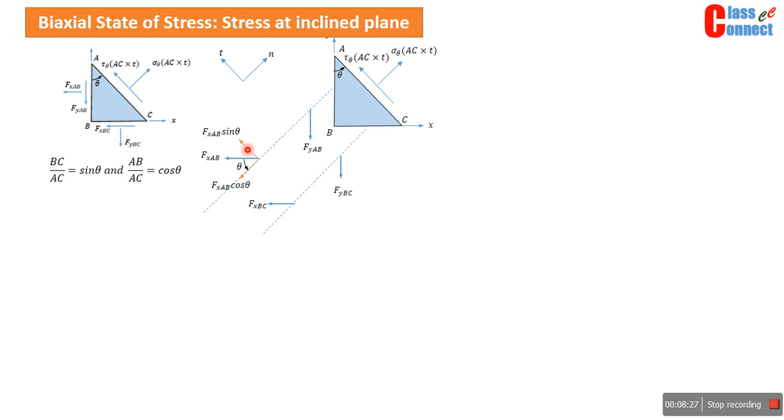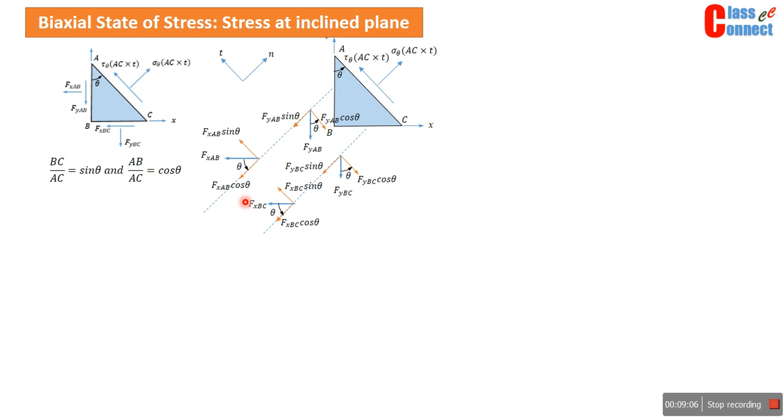So now we can resolve this into two components, x and y, that is shown here. Next we can resolve the other component. Again the same concept we can use to mark the angle theta, that both lines are parallel. FyAB is parallel to this AB, and this particular line is parallel to this line. So the angle between these two lines will be theta. So now this is cos theta, this is sin theta, and similarly we can mark the other components.